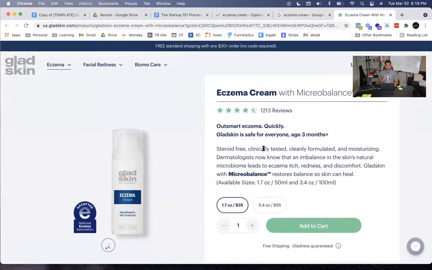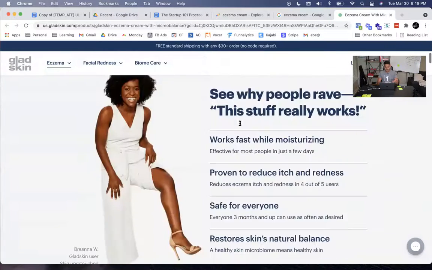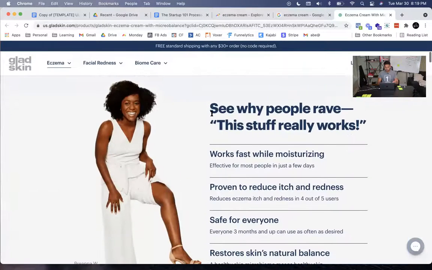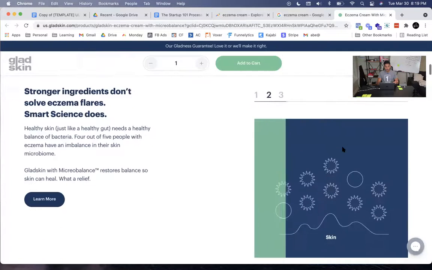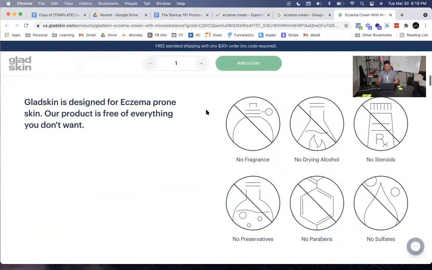So whatever problem you are doing more research on right now, whatever problem you're validating, look at the solutions that your competitors or future competitors are putting out there and see how they're selling it, right? If it's a cream, look how they're selling it. Look at what they're saying. See why people rave this stuff really works, okay? They're talking about ingredients. They're talking about the benefits, right?